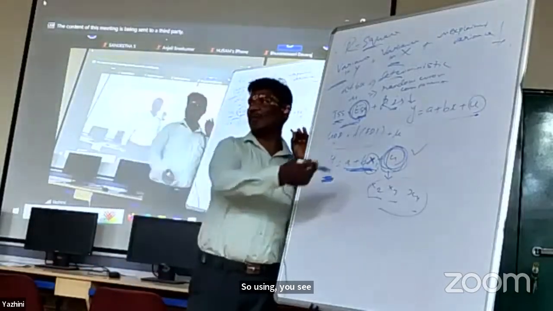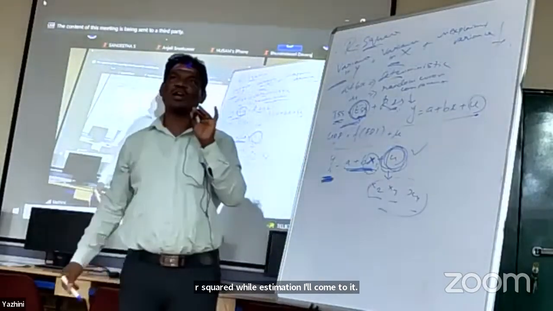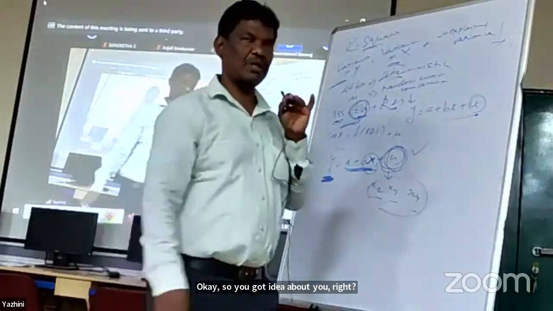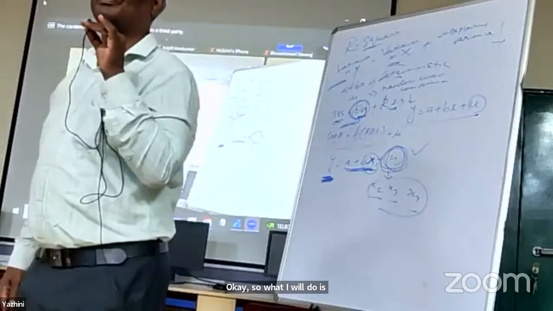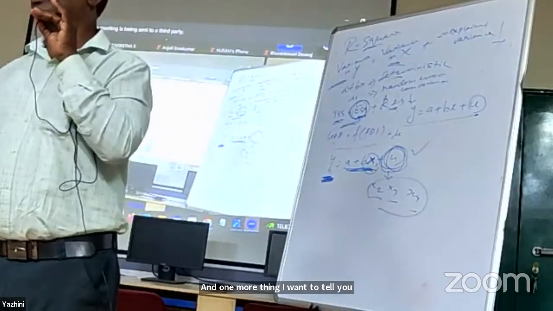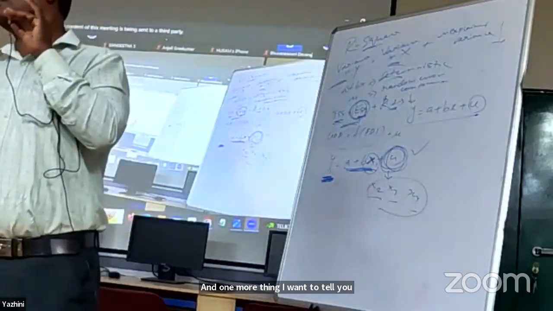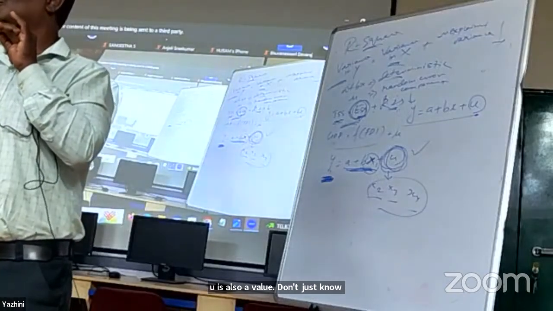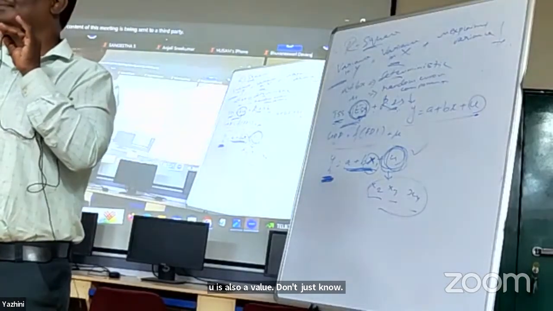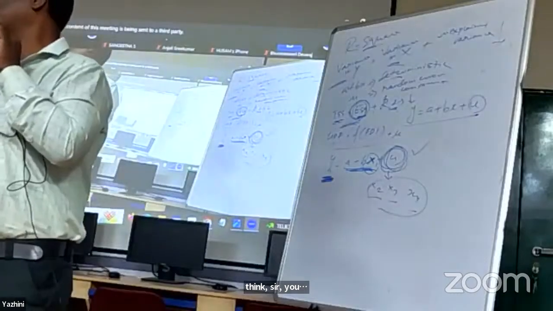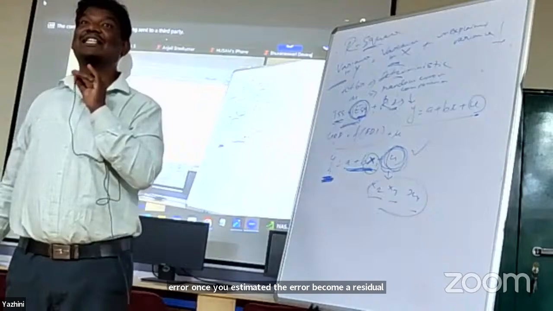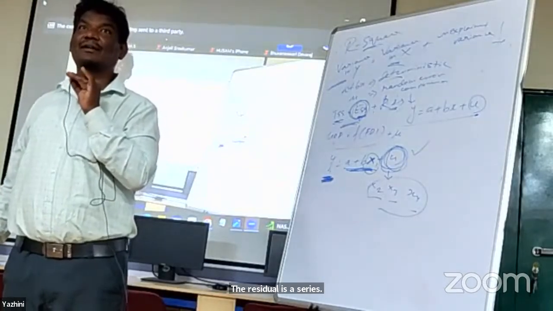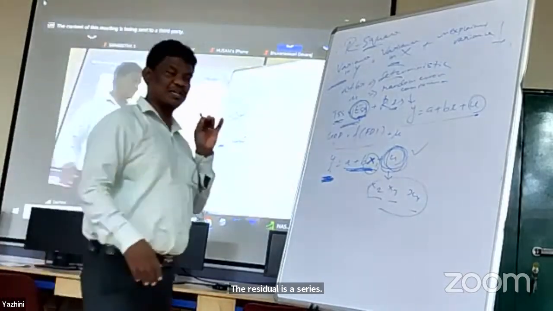Okay, so you got an idea about u, right? One more thing I want to tell you: u is also a value. Don't just think of it as an error. Once you estimate it, the error becomes a residual. The residual is a series. Residual is the series. Sir, what is the logic behind it?